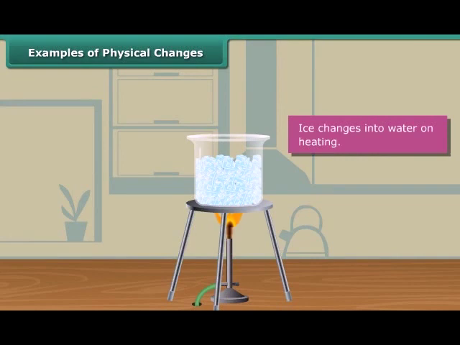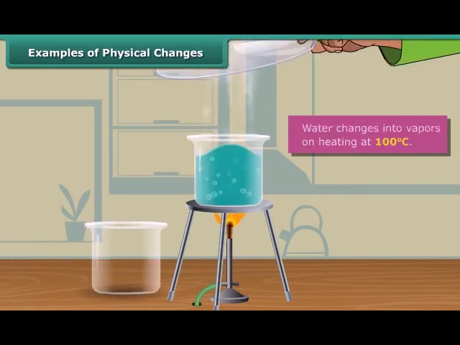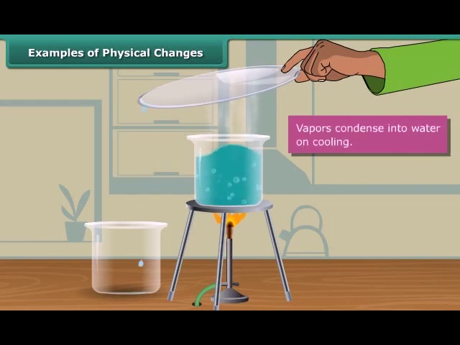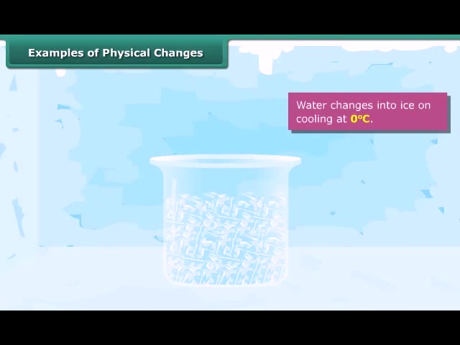Children, on heating, ice changes into water. When this water is heated to 100 degrees Celsius, it changes to vapors. These vapors on cooling change to water. And when this water is cooled to 0 degrees Celsius, it converts to ice. So, in the whole process, only the state of water changes and the chemical composition of water remains same.